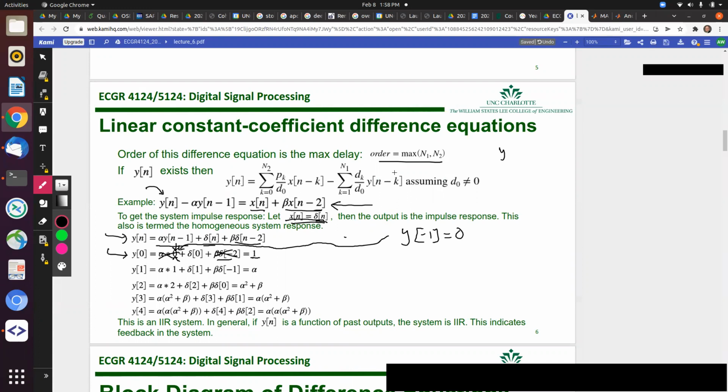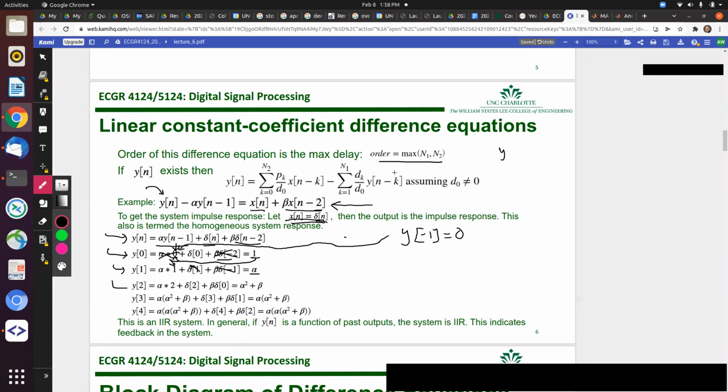Okay, next line, y of 1. Well, it's alpha times y of 0, which had the value 1. So this value ends up going here, times delta of 1, and that ends up being 0. Beta times delta of -1, that's 0. So that means you have alpha times 1, which is alpha.